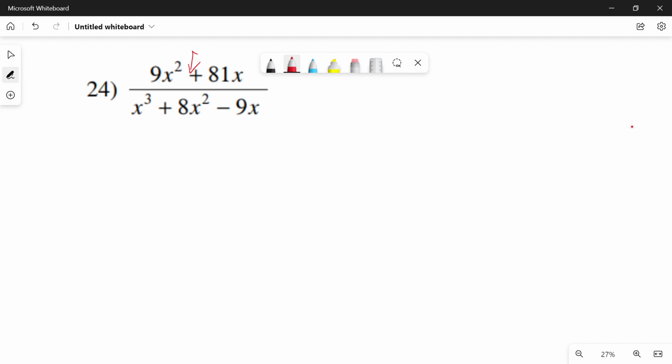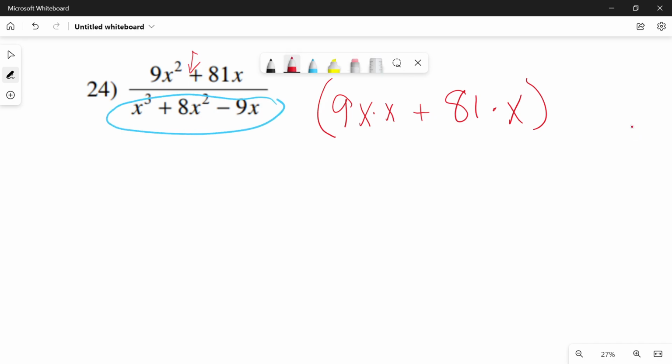So I know this is 9x times x plus 81 times x, right? That's what's on the top. So forgetting the bottom, I'll do the bottom over here in blue in a second, okay? But let me just stick with this top here. So what I notice is that this 9 times x and 81 is 9 times x. Oops, sorry, let me fix that. That isn't right. What am I saying?